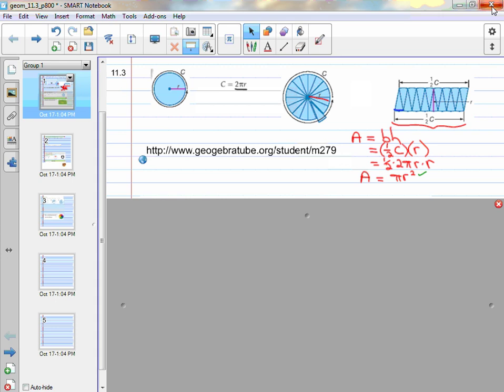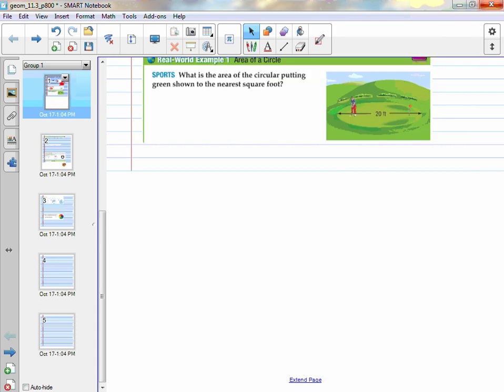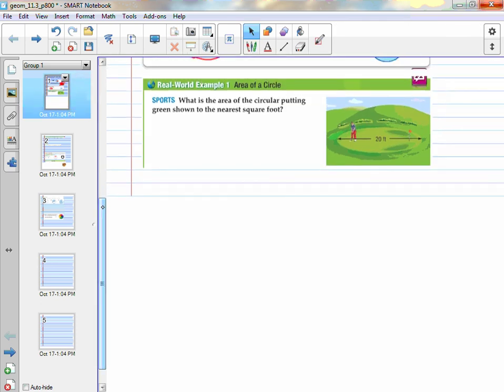Area equals pi r squared. So now that we have that, and we have it memorized, we can use it in exciting things like, what is the area of the circular putting green shown to the nearest square feet? What's the area formula? Pi r squared. So if we fill it in, pi times, what's the radius? 10. What's 10 squared? 100.